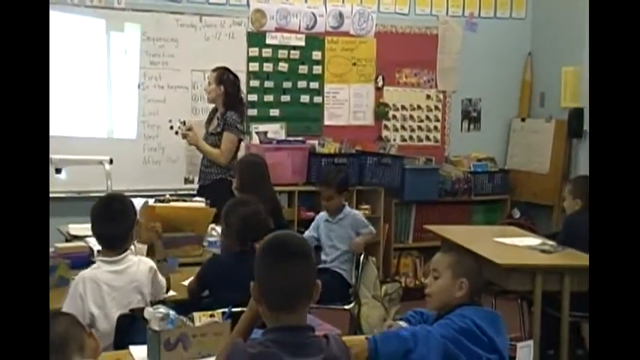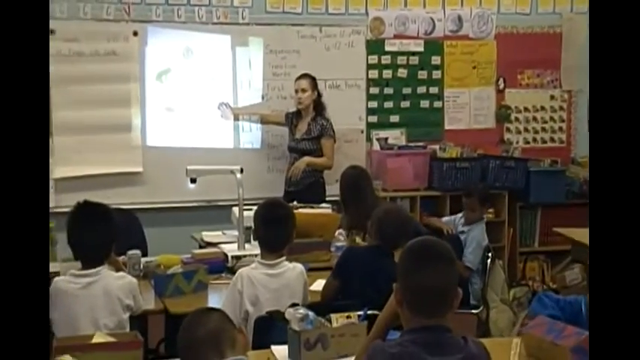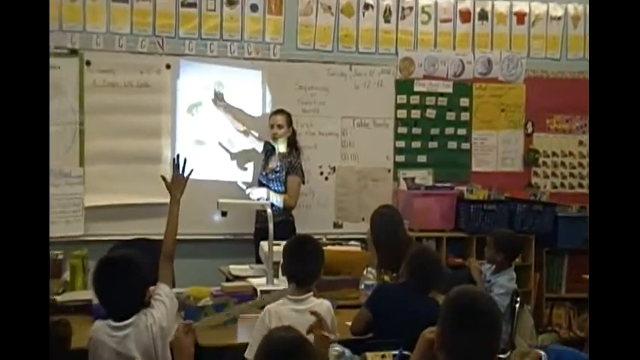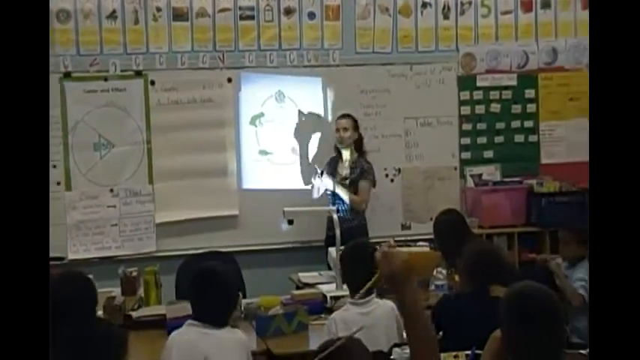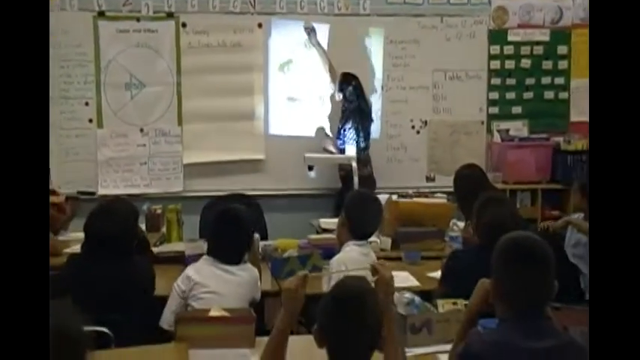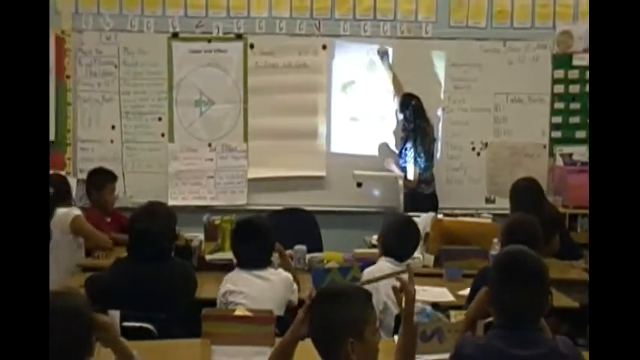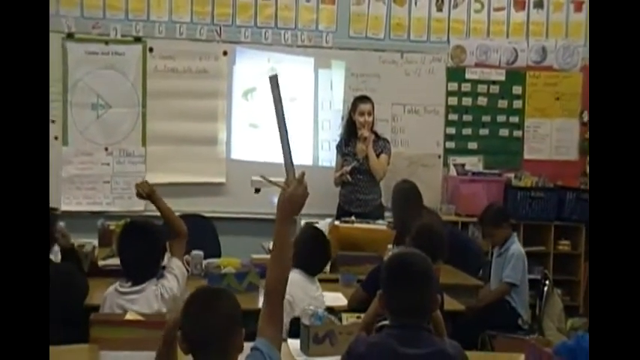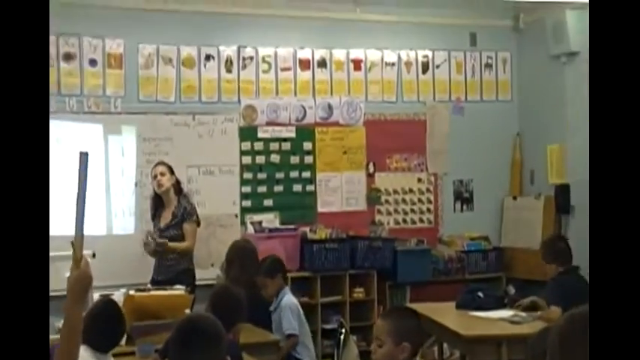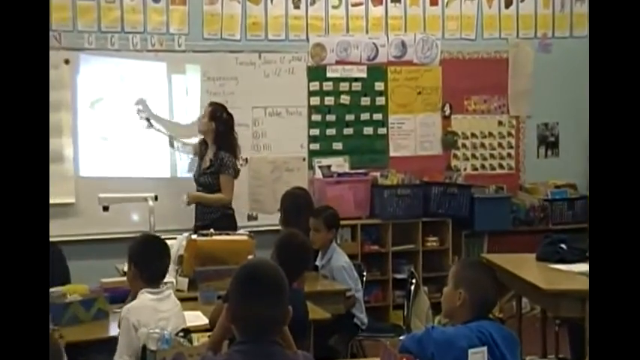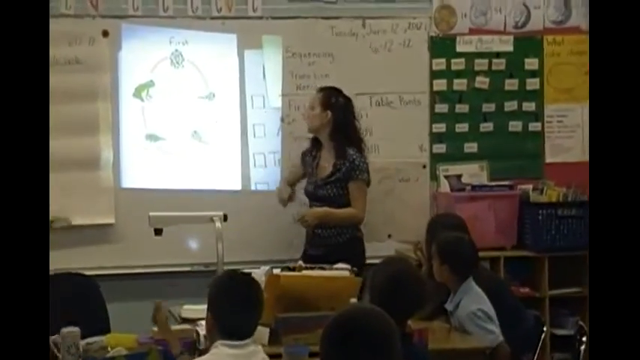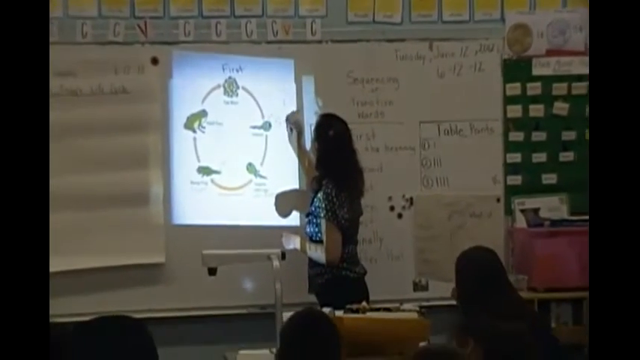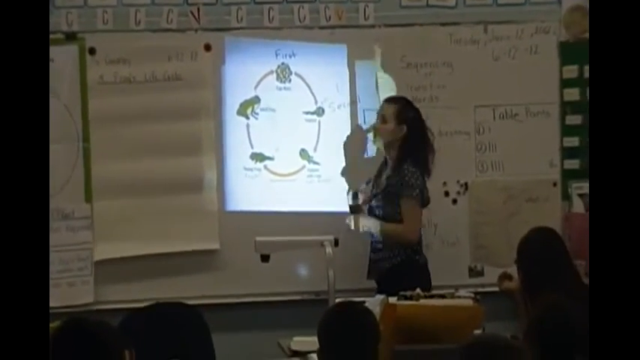So we are going to write about our frog life cycle. What transition word would we use for this one? What do you have first? First. Or beginning? Or in the beginning. But remember, in the beginning is for a story usually. And we are talking about a life cycle. What would we use for this one? Does anyone have a different one? A different idea?